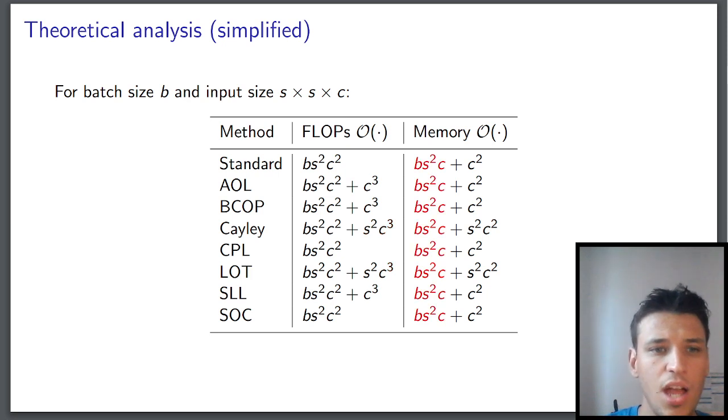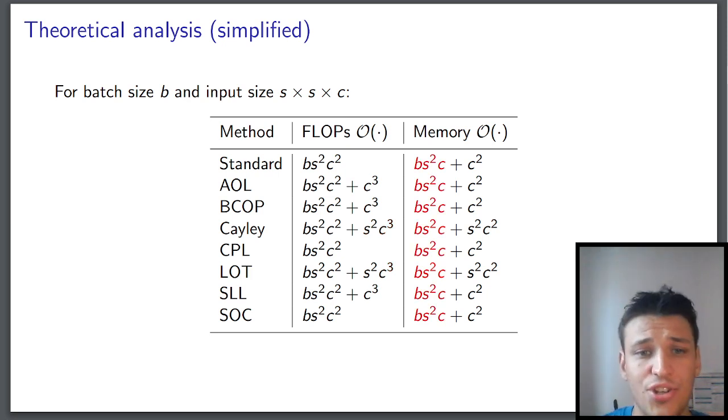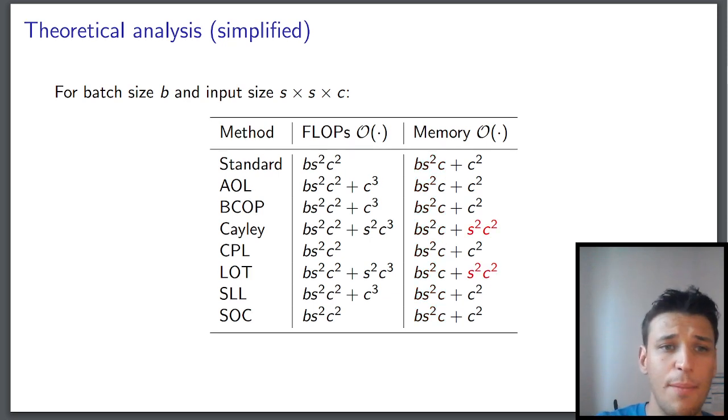In terms of memory required to store parameters, as well as the activations in the forward pass, most methods again are at most a constant factor worse than standard convolutions. Only Cayley and LOT require memory that could be much larger.